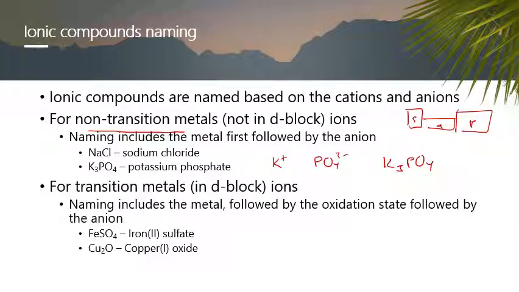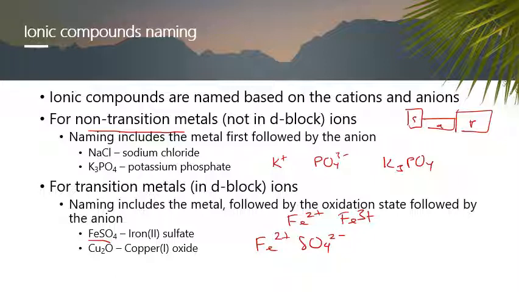Now for transition metals, it's slightly different because they can form more than one oxidation state or charge. For example, Fe: you have Fe2 plus, you have Fe3 plus. So there's a need to identify which one is being used. So let's look at how to name it. FeSO4. SO4 I know is 2 minus. Therefore, in this case, I know this Fe is Fe2 plus. So this is called iron 2 sulfate.